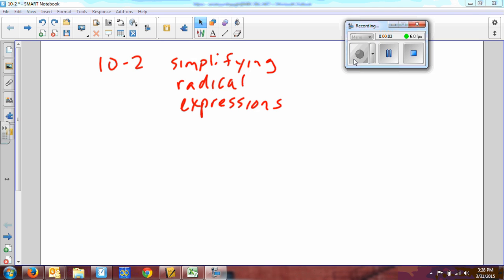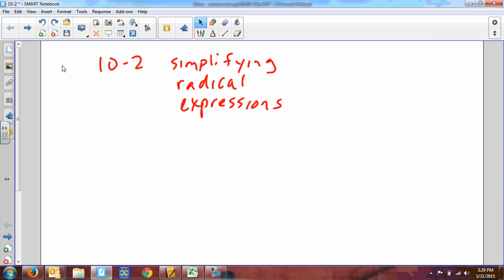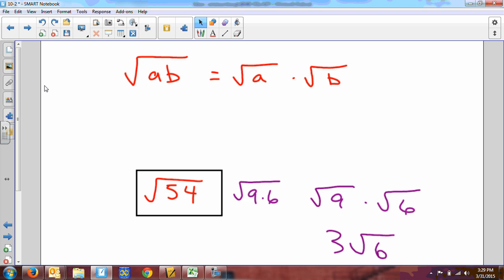All right, 10-2, one of those random end of the year lessons right before the EOI. Here we go, simplifying radical expressions. Truthfully, a lot of this is calculator work if you have the right calculator. If you don't have the right calculator, I'm going to show you how to do it by hand. All the writing's there already, so try and follow along best you can. Let's jump into it.